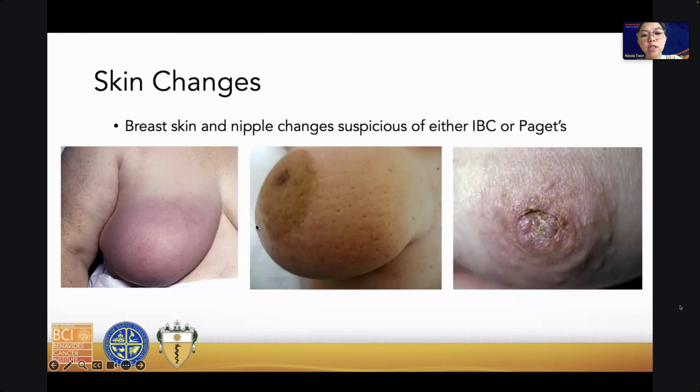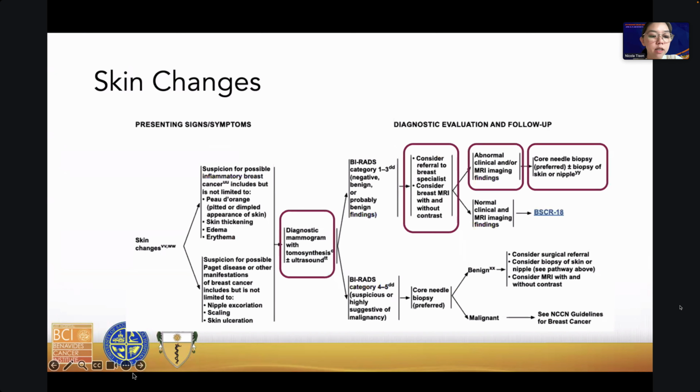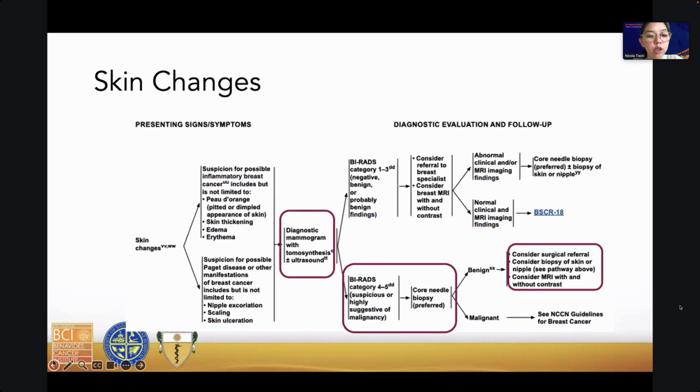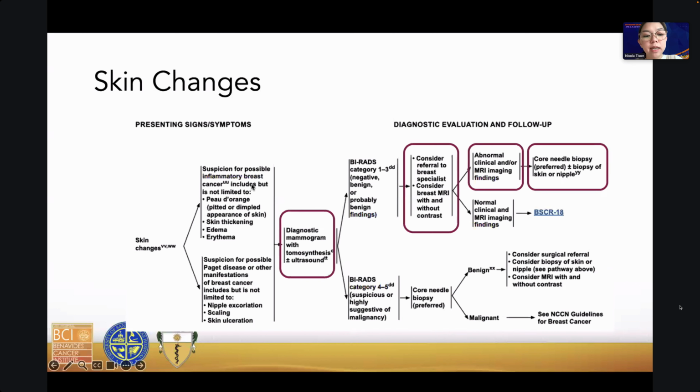Next would be skin changes that might be suspicious for inflammatory breast cancer or Paget's disease, such as erythema occupying more than 1/3 of the breast, edema and peau d'orange, or any nipple excoriation or crusting or ulcerations. So when we have patients with skin changes suspicious for inflammatory breast cancer, including these symptoms, or suspicious for Paget's disease, including nipple excoriation, scaling, or skin ulceration, regardless of age, we do a diagnostic mammo and ultrasound.